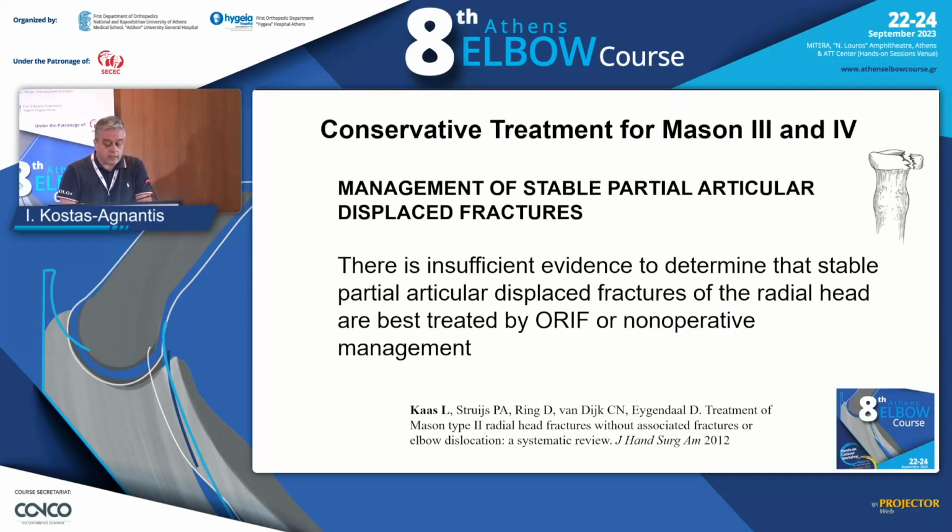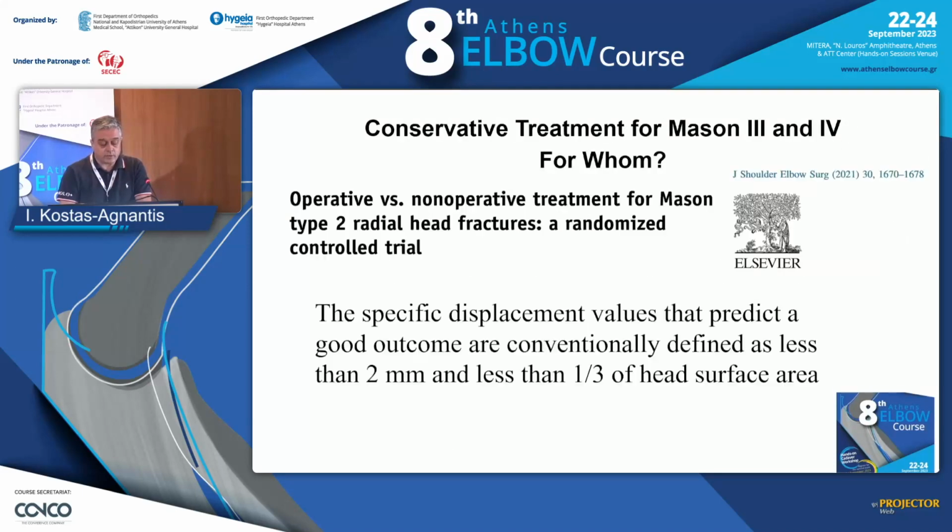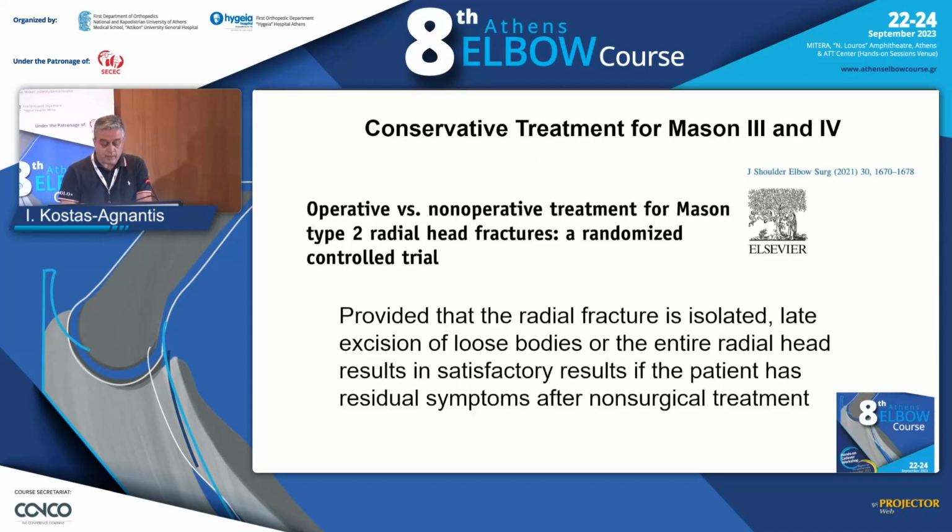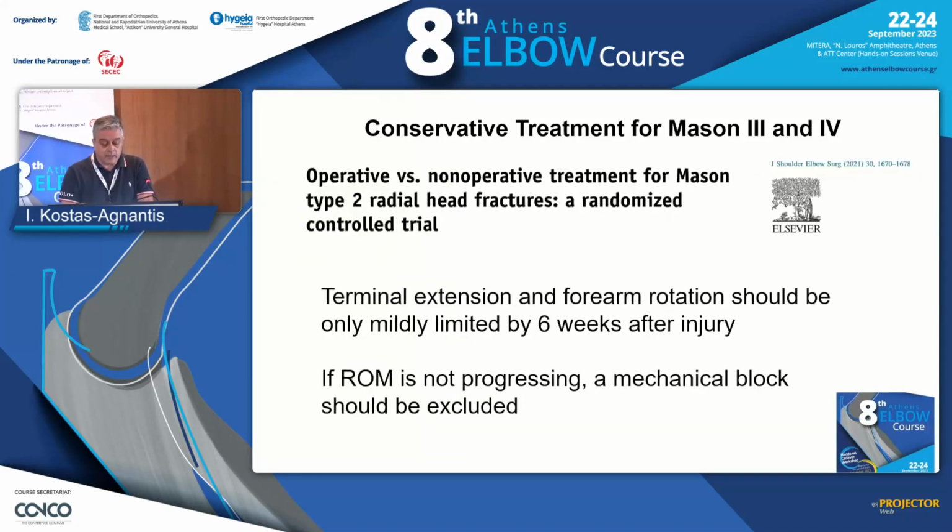As far as stable, partial articular displaced fractures, there is insufficient evidence to state that stable partially displaced articular fractures of the radial head are best treated with open reduction and internal fixation versus non-operative treatment. The amount of displacement that predicts a good outcome is defined as less than 2 millimeters or less than 30% of the surface of the radial head. Because these fractures are isolated, late excision of loose bodies or entire radial head excision may result in a satisfactory result if residual problems or symptoms persist after non-surgical treatment.